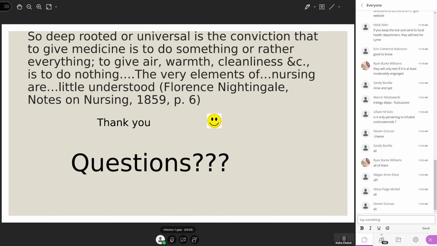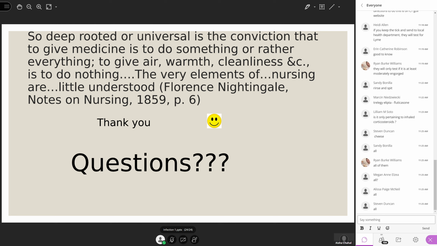And this is one last quote. "So deep rooted or universal is the conviction that to give medicine is to do something, or rather everything, right?" What it's saying is that we think that the nurse's part is to give medication, and that it is everything. It's not. "To give clean air, warmth, cleanliness is to do nothing. The very elements of nursing are little understood."